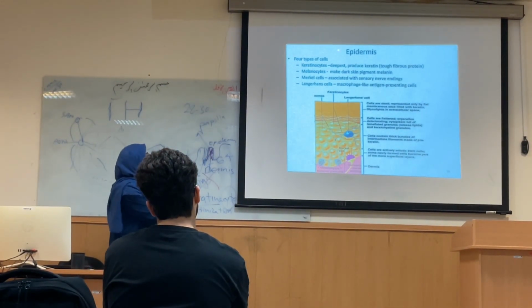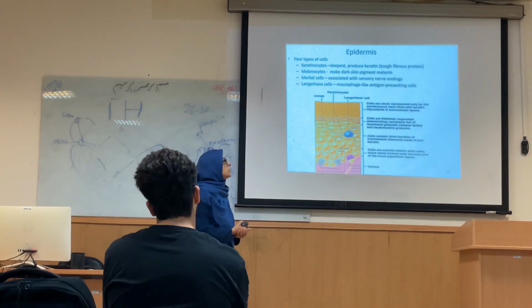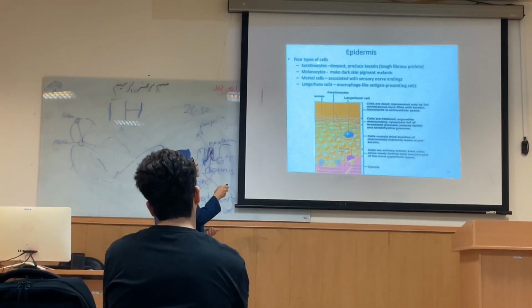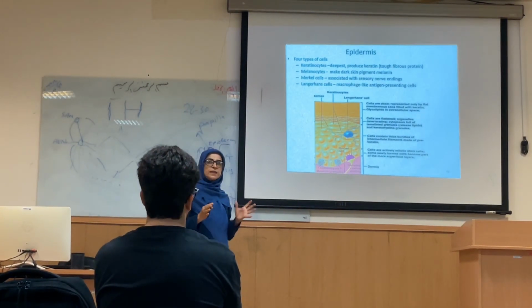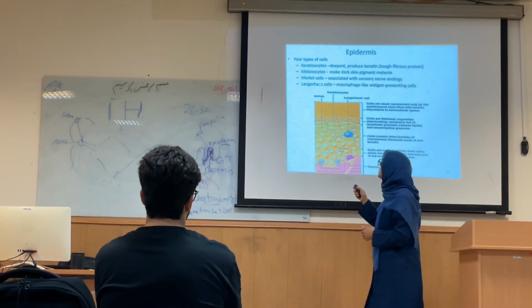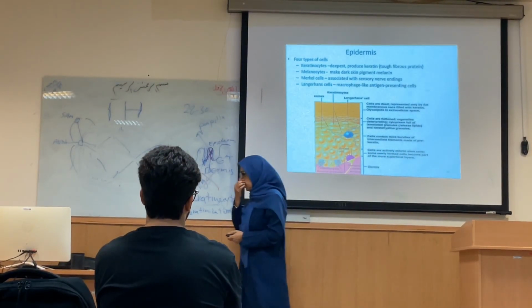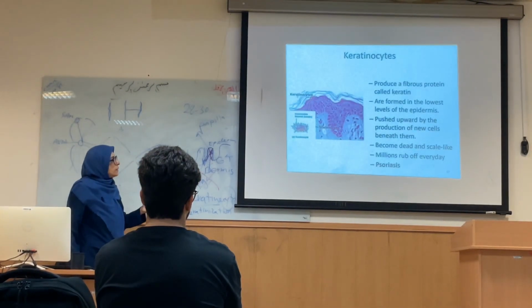Keratinocytes are one type of cell in the epidermis. All of these cells are keratinocytes that produce keratin. In addition to keratinocytes, there are three types of cells between the cells of the epidermis: melanocytes, Merkel cells, and Langerhans cells. That was the keratinocyte that I explained for you.